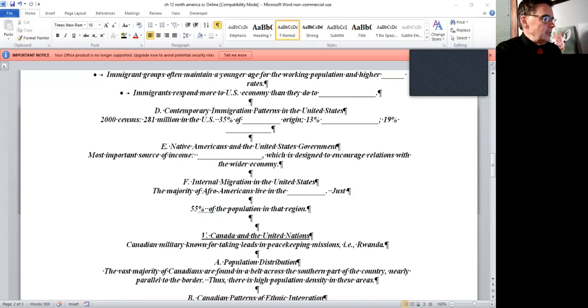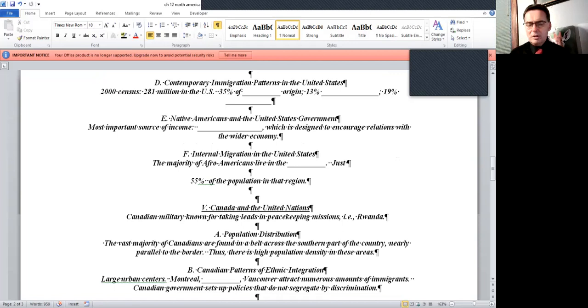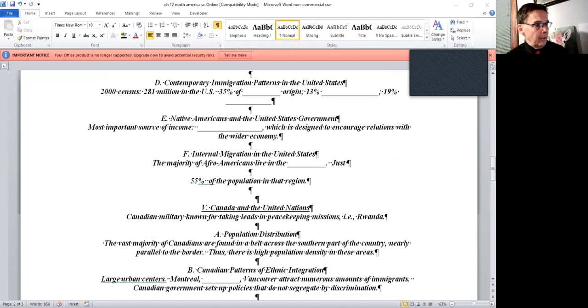Native Americans and the United States government: the most important source of income there is casino gambling, which is designed to encourage relations with the wider economy.